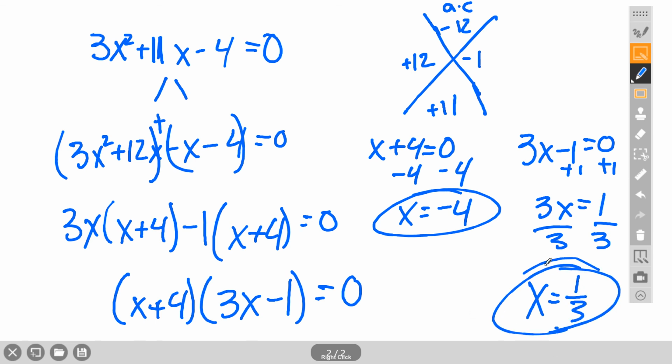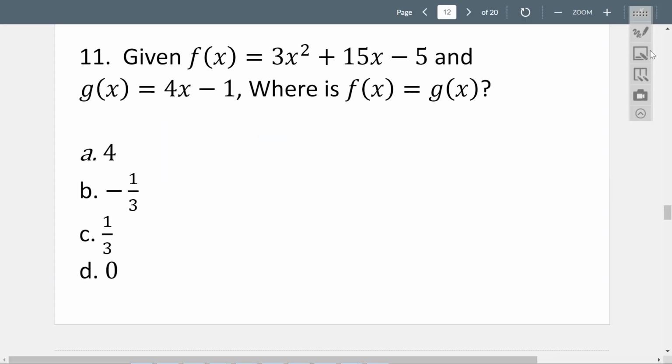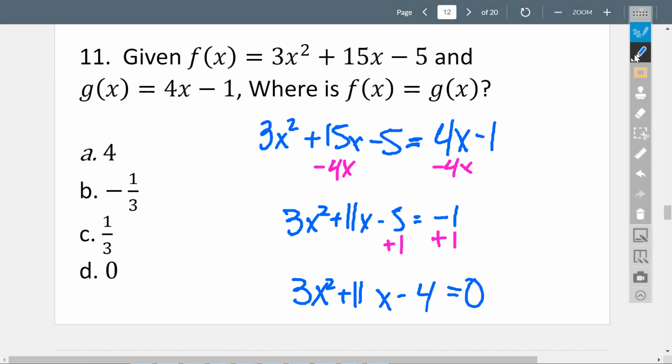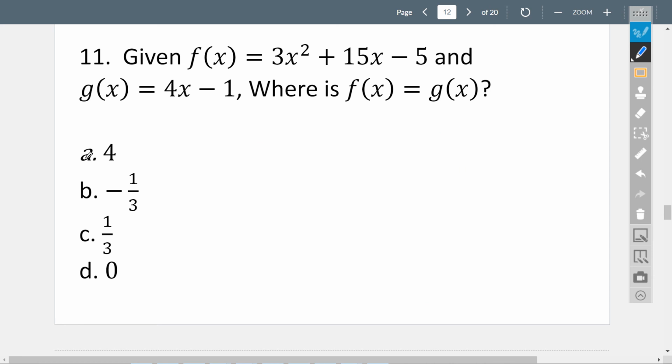So I'm looking for one of these two. It doesn't matter which one. I'm looking for one of these two, -4 or 1/3. So they have +4, which is not a solution. Here's the solution we're looking for, 1/3, letter C.